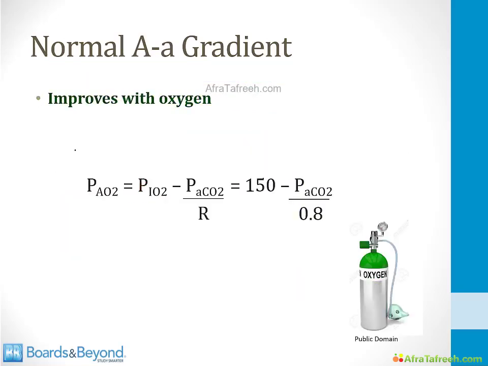And if you understand everything I just said on the last slide, then it's easy to understand that hypoxemia with a normal AA gradient always improves with oxygen. If you administer oxygen to patients, you increase the PiO2, and that is always going to raise the PAO2, and therefore that is going to improve hypoxemia associated with a normal AA gradient. If you give oxygen to patients who are hypoventilating or patients at high altitude, that will always resolve the hypoxemia.